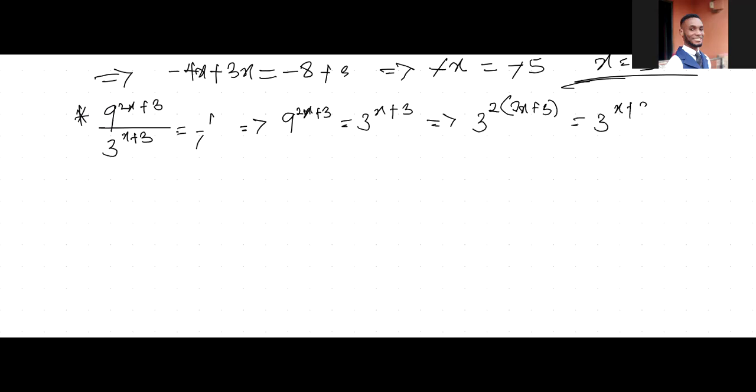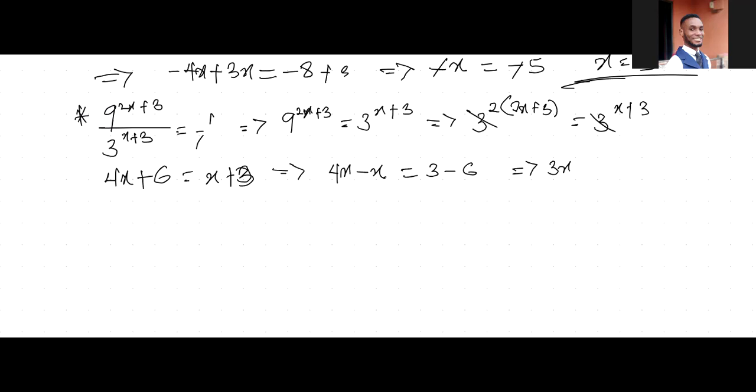Then this, we remove this. Then you have 4x plus 6, which is equal to x plus 3. Then you can simply have 4x minus x, which is equal to 3 minus 6. Then you have 4x minus x is 3x, which is equal to minus 3. Therefore, x is equal to minus 1, when you divide both sides by 3.